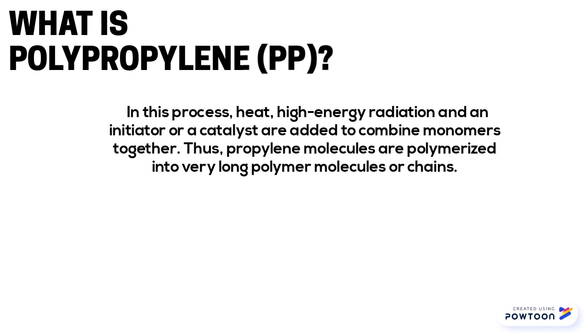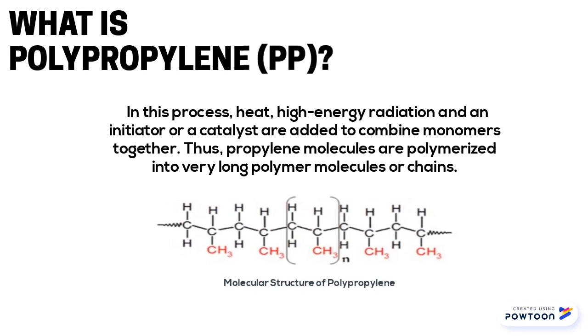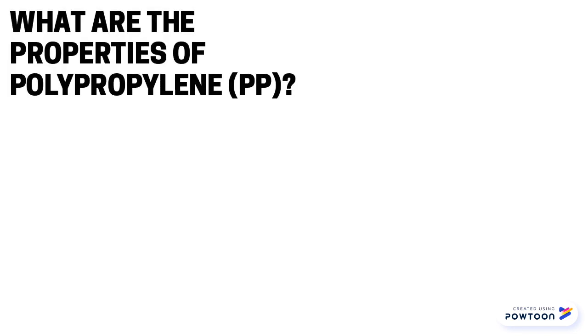In this process, heat, high energy radiation, and an initiator or a catalyst are added to combine monomers together. Thus, propylene molecules are polymerized into very long polymer molecules or chains. This is the molecular structure of polypropylene. What are the properties of polypropylene?